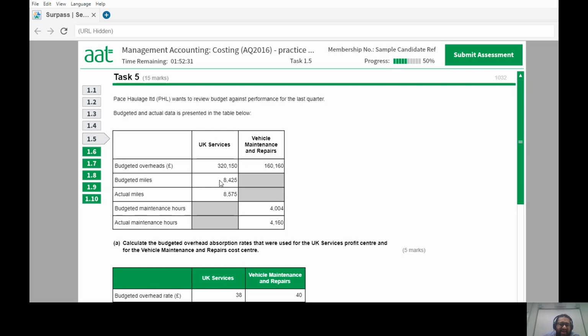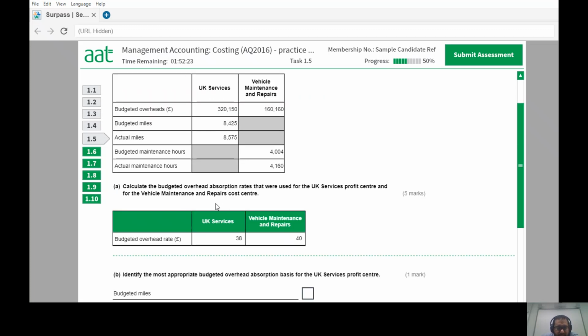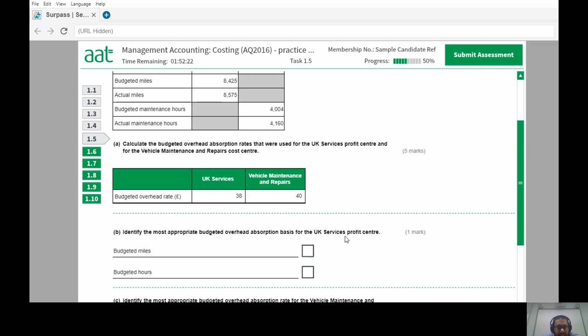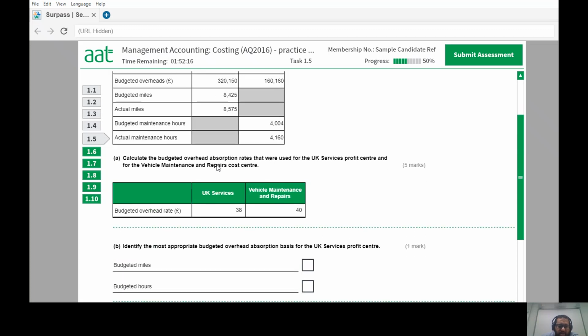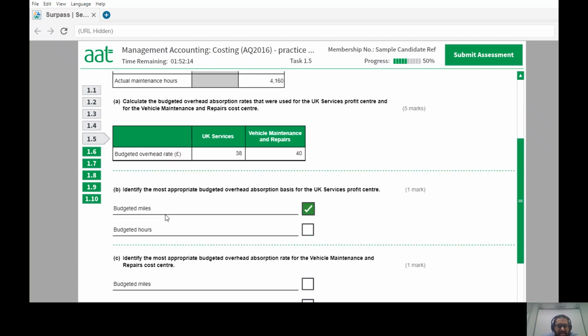So the most intensive of those is going to be the budgeted miles, not the labor hours or the machine maintenance hour, whichever we call. Hold on, this is for the UK Services Profit Center. Yeah, of course, the driving hours is going to be definitely lower than that. So we just have to use the miles.